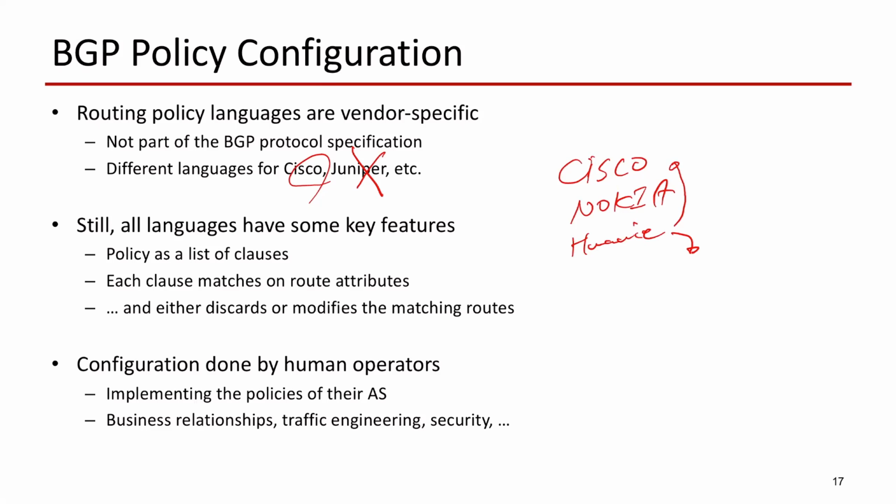So policy is a list. These are common features they have, and it is all configured by the human operator. In an IGP, policies are written by the admin of the IGP, implementing the policy of their own ASs. It is determined by the business relationship, traffic engineering, and security. Okay, all this information is determined.